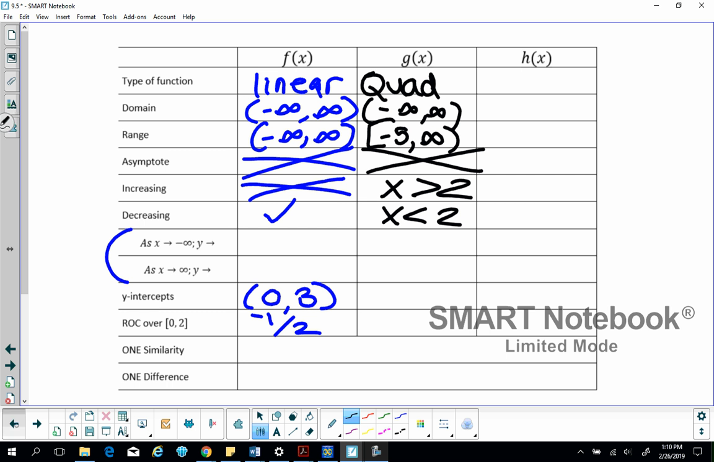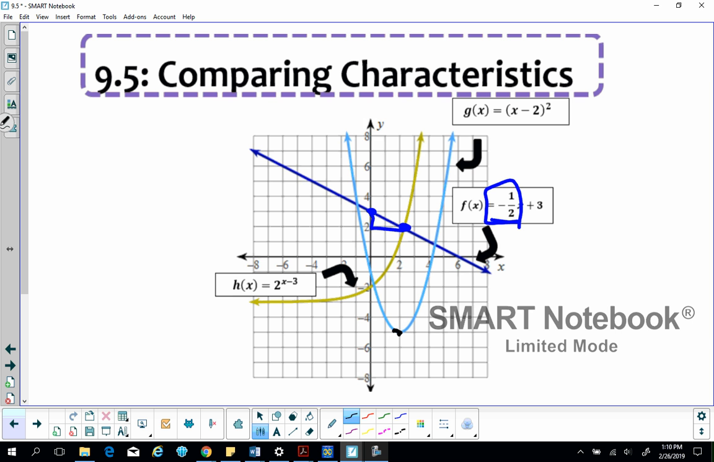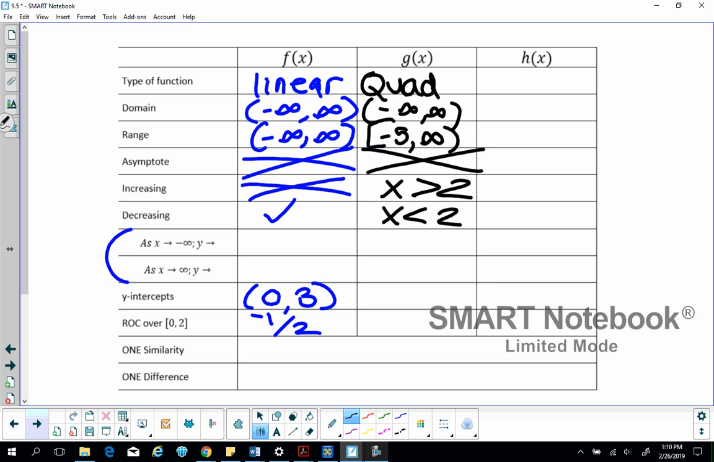What's the y-intercept of that parabola? It's right here. You might not be able to see it. It's negative 1. So 0, negative 1.